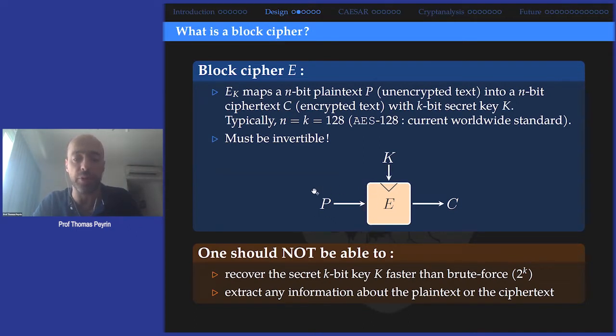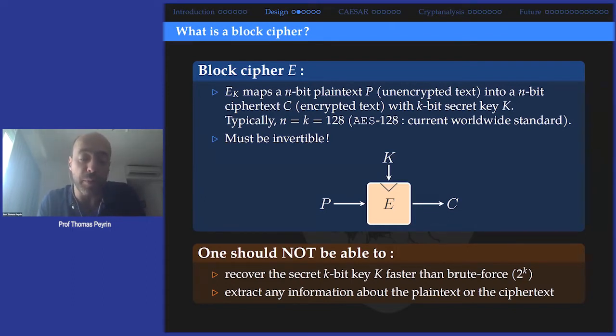So P here is the plaintext. This is basically the unencrypted message that you would like to cipher. Key here represents the key that you use for ciphering, and C is the ciphertext. So everything here in AES will be 128 bits. What you want here with this block cipher is not to have just any function. For example, if you use the identity function, this will be, of course, very bad because you will not cipher anything at all.